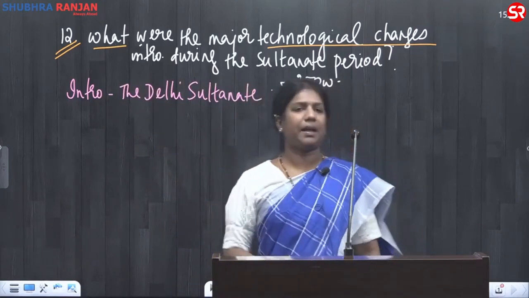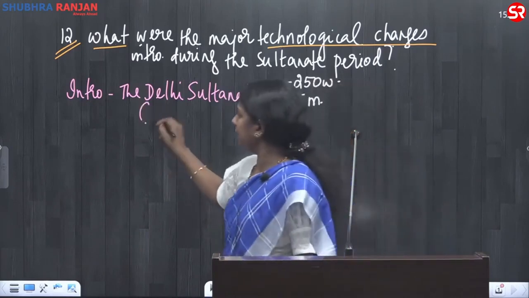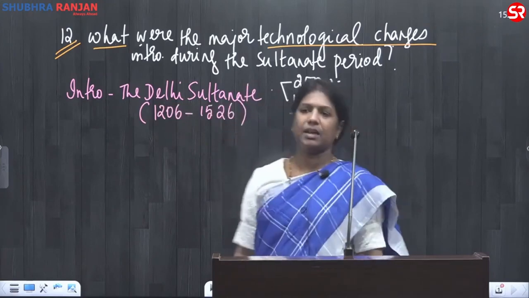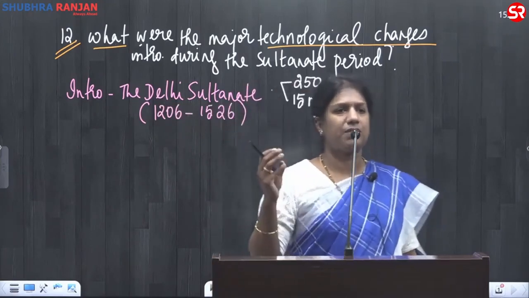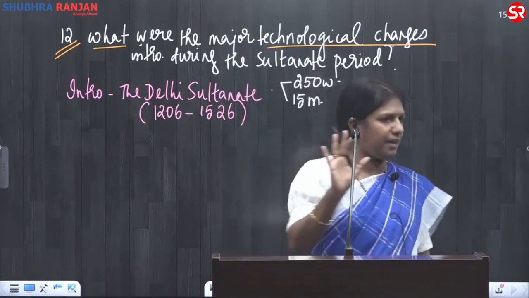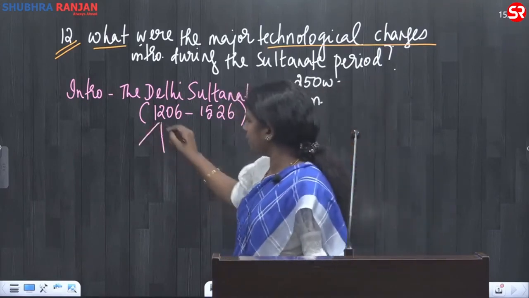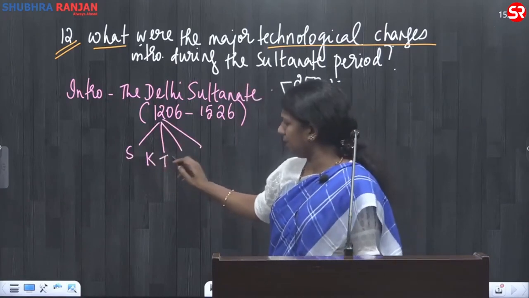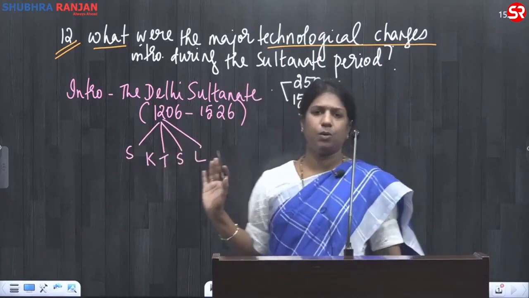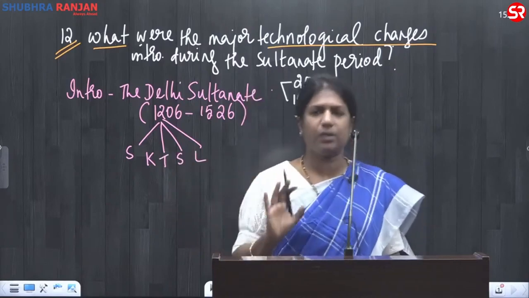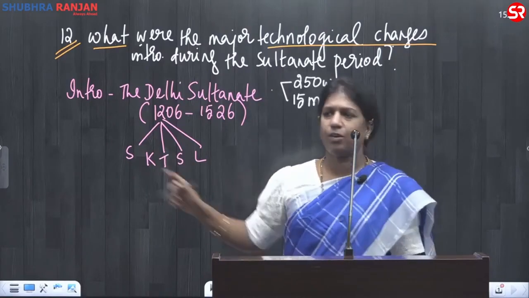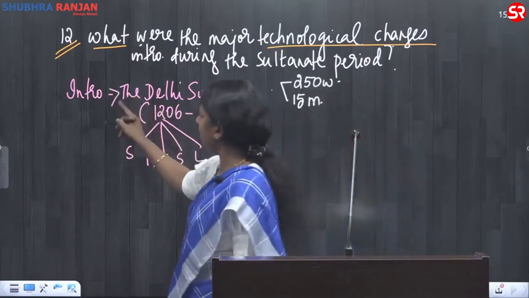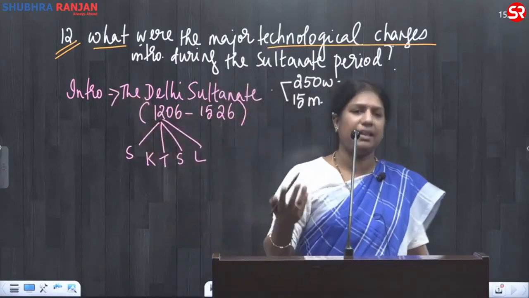The Delhi Sultanate began in 1206 and came to an end in 1526. We are not going into the details of the 5 dynasties: the Slave dynasty, the Khilji dynasty, the Tughlaq dynasty, the Sayyid and the Lodi. In the classes, you would know the names of the dynasties, but here you're not going to write all of them. You're just going to write an introduction of the Delhi Sultans or the Delhi Sultanate.